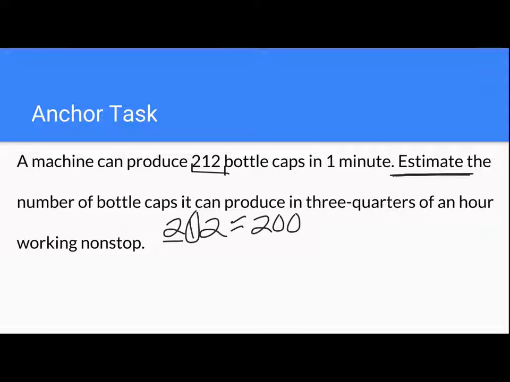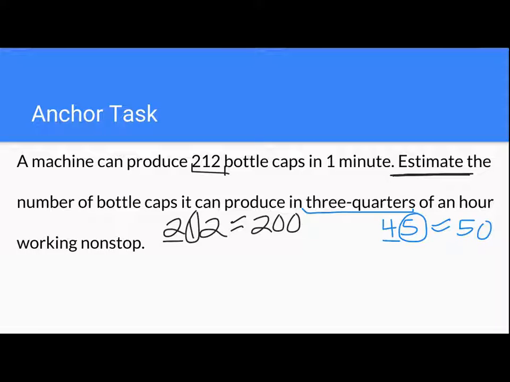But they want me to think about how much it can do in 3/4 of an hour. Well, how many minutes is in 3/4 of an hour? Technically, that's 45 minutes. And since I'm estimating, I'm going to round this to its greatest place value, which is the tens place. The 5 tells the 4 to go up, so 45 rounds to 50. So now that I have my rounded numbers, now I can figure out how I should estimate. What operation should I do? I think it's multiplication, because if it can do 212 in 1 minute, they want to know how many it can do in all of the 45 minutes, the 3/4 of an hour.